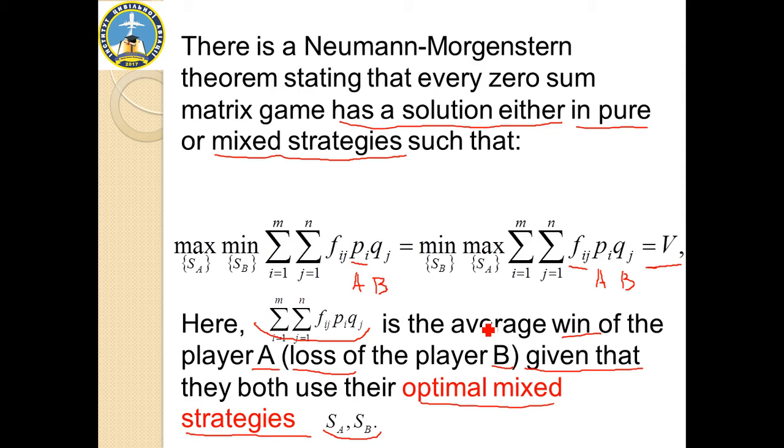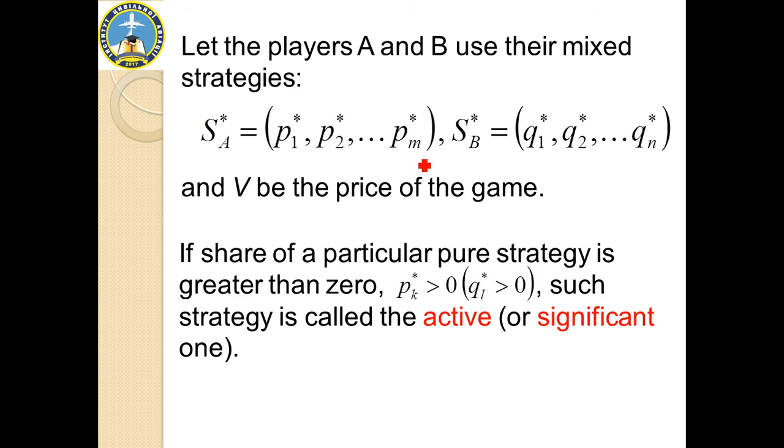Now this is formal stuff. We don't have to understand this much, but we'll consider this using some examples. Now we'll let the players use their mixed strategies. These profiles look like this, where V is the meeting point where minimax and maximin approaches actually come together, which is the price of the game. We need to introduce some more terms here.